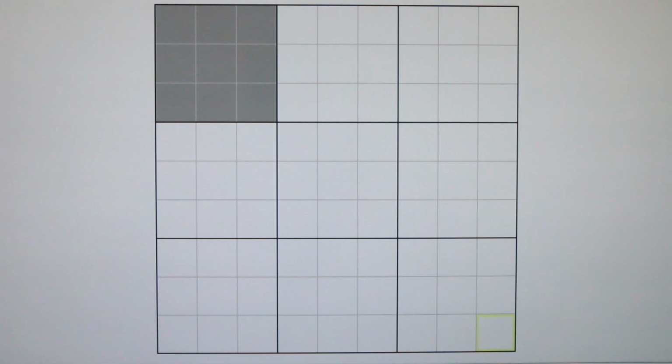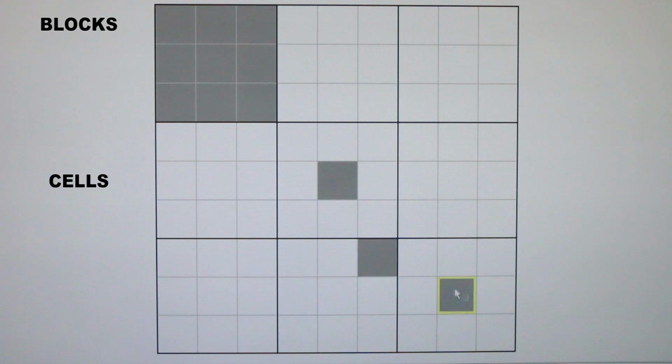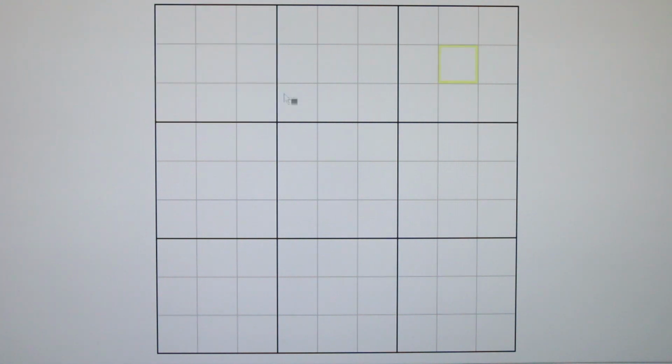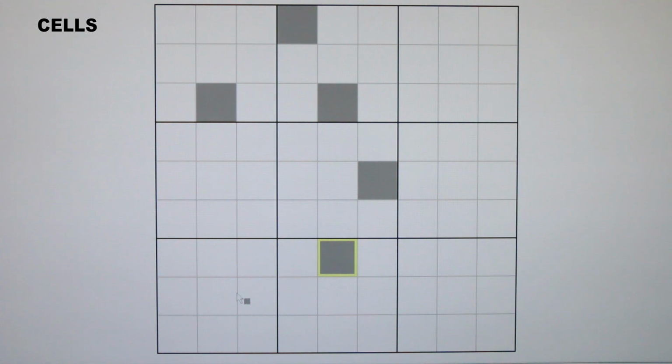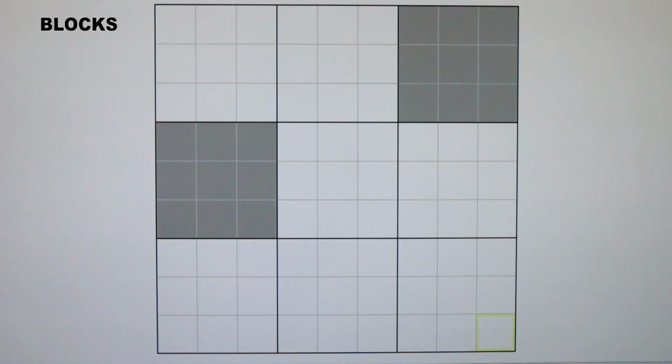And it has 9 of these large squares that we will call blocks. And we will call them blocks instead of boxes because we don't want to confuse them with these little boxes that we will call cells. So these are cells, and these are blocks. And as you can see, there are 9 cells in each block.